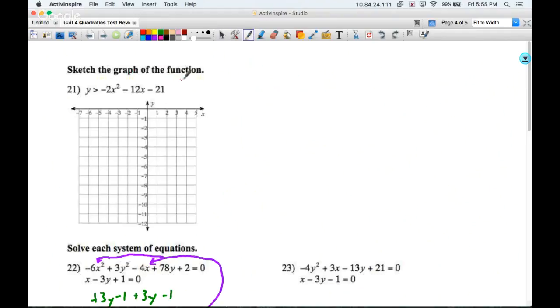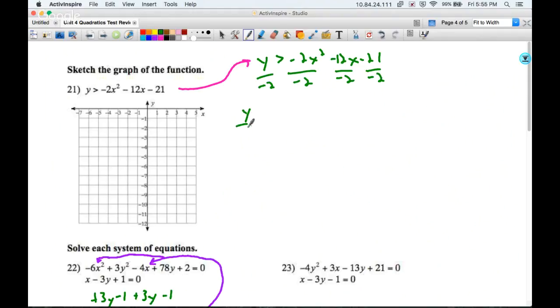Sketch a graph of this function. I'm going to take the right-hand side there and convert it to vertex form. To do that, I need to divide everything by negative 2. Y over negative 2 is greater than x squared plus 6x plus 10.5.